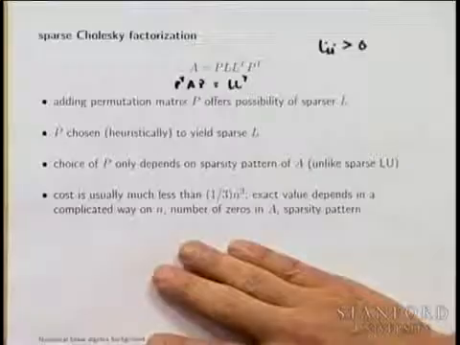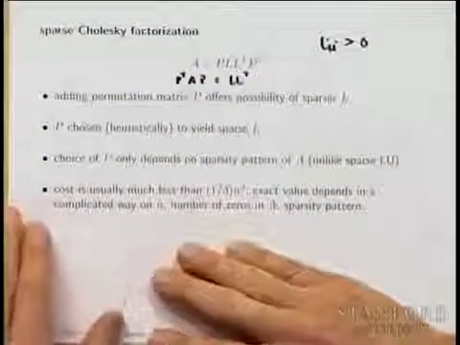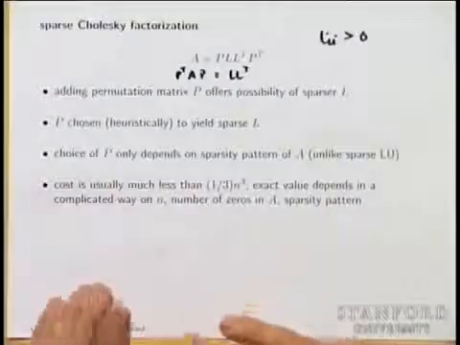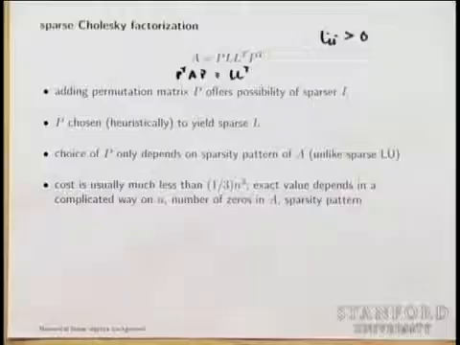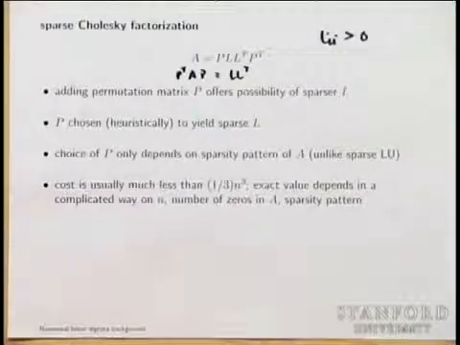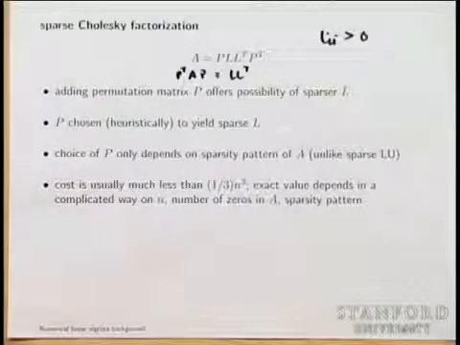Okay, let's go back to this one, this permutation. Now, here's the way this actually works, and I'll explain how it works. The permutation here is generally not chosen in Cholesky factorization. What I'm about to say is not quite true, but it's very close. And as a zeroth order statement, it's good enough.